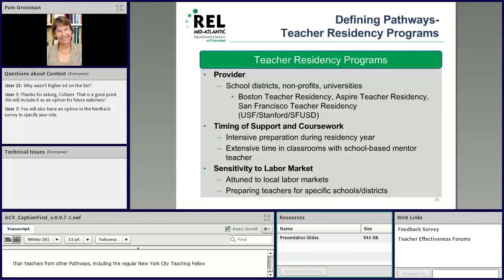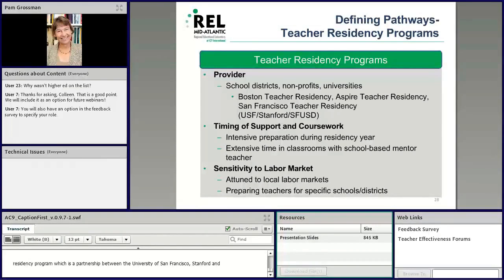The third big category of pathway is the teacher residency program, and these have developed over the last 5 to 6 years. In this case, the provider is the school district, nonprofit, and sometimes university. So we mentioned the Boston Teacher Residency, Aspire, which is a charter management organization here in California and also in Memphis, runs its own teacher residency program. And then there's the example of the San Francisco Teacher Residency Program, which is a partnership between the University of San Francisco, Stanford, and the San Francisco Unified School District. So these are generally partnership models.